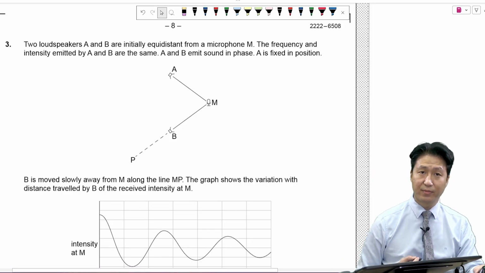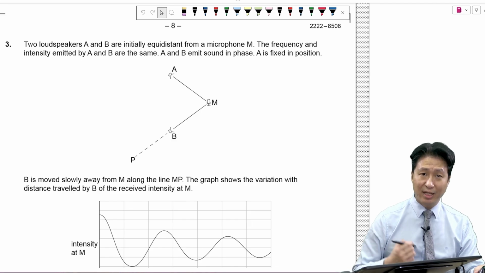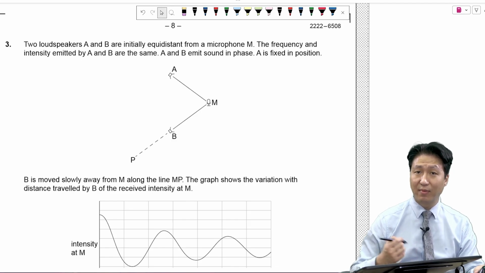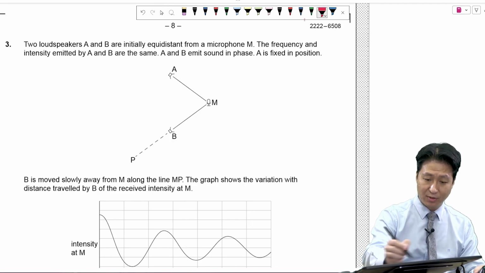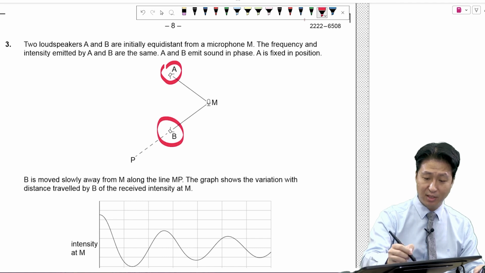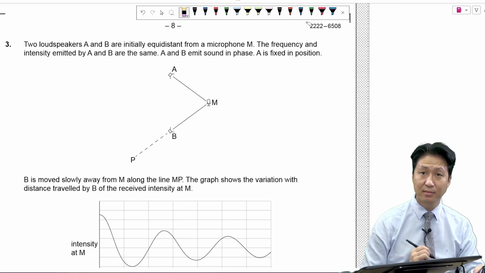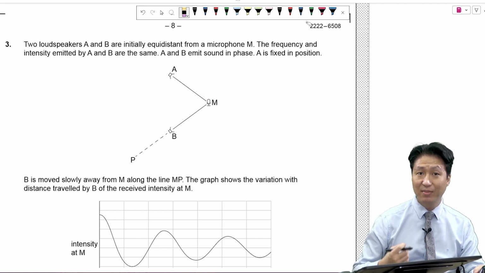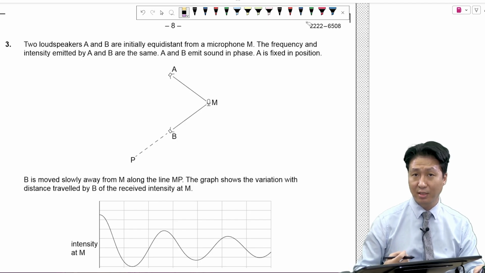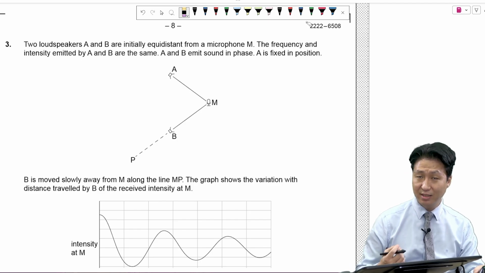Question number 3. Two loudspeakers A and B are initially equidistant from microphone M. So there's speakers A and B, and the microphone. The frequency and intensity emitted by A and B are the same. A and B emit sound in phase, so they should be able to interfere.